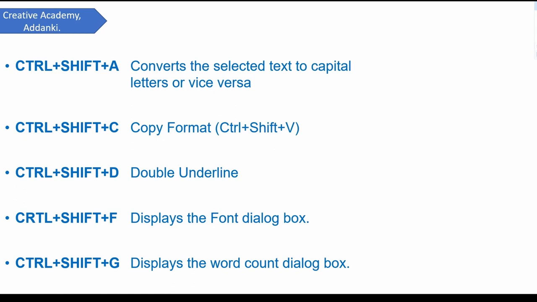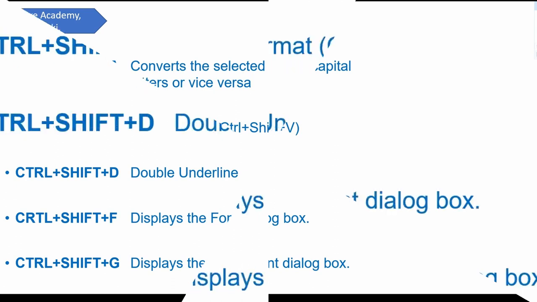Ctrl+Shift+F. The font dialog box. Different options related to the font will be displayed by using the shortcut Ctrl+Shift+F. Ctrl+Shift+G will display the word count dialog box, like number of words in the document, number of lines in the document, number of characters in the document. All this information will be displayed to us by using the shortcut Ctrl+Shift+G. Now let's see how these shortcuts will work in MS Word.